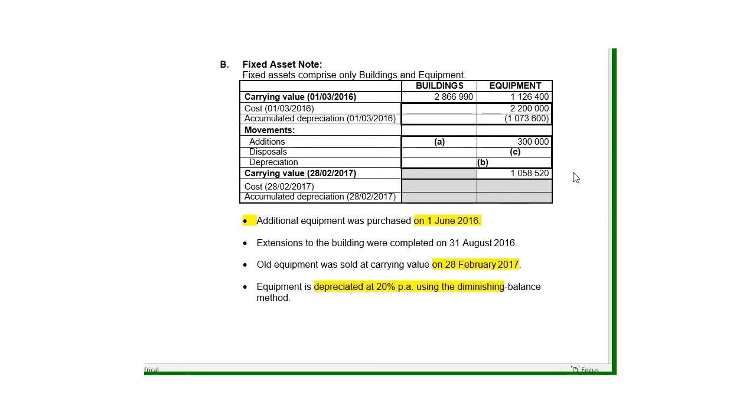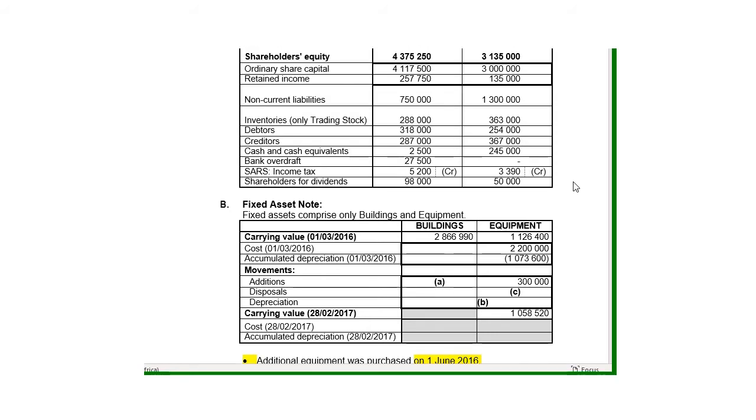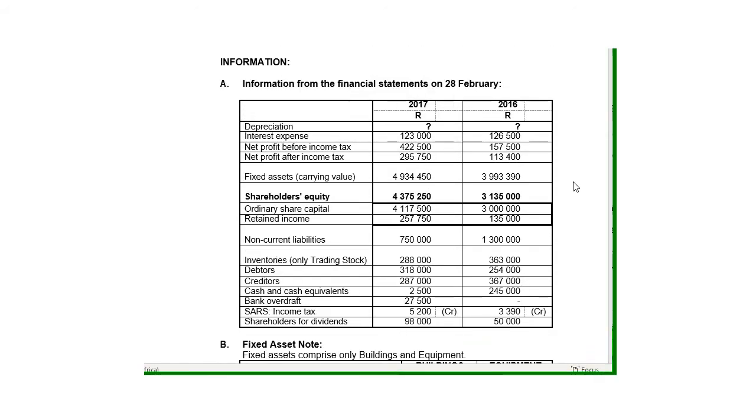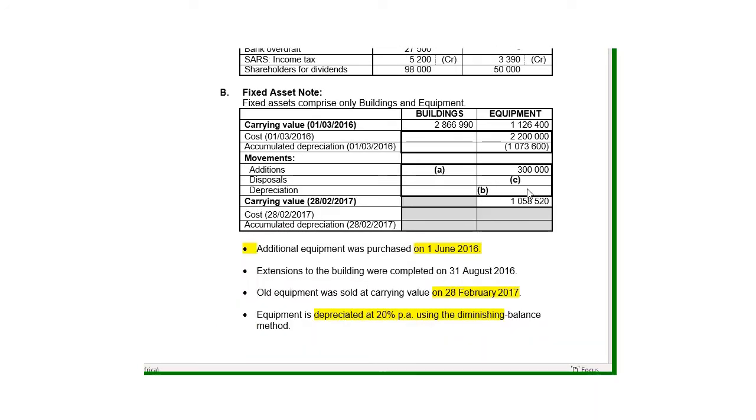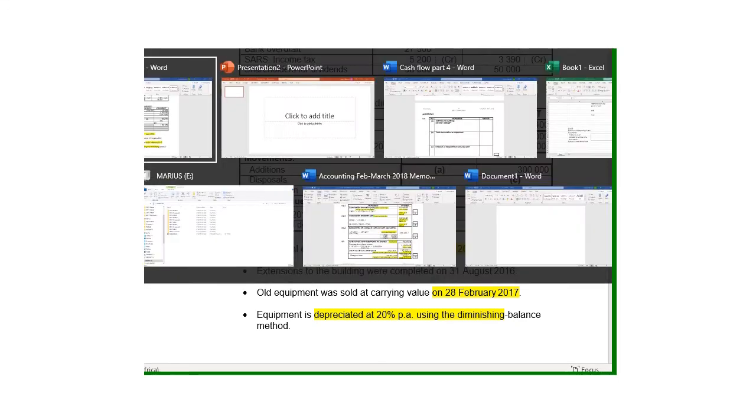So if I've got a carrying value at the end, the carrying value for buildings would simply be the total minus equipment. So let's go to the list of figures from the financial statements. And there I've got fixed assets carrying value at the end, 4934450. So if I take the total, 4934450, minus the equipment of 1058520, it will give me the carrying value at the end for buildings. So let's work that out first.